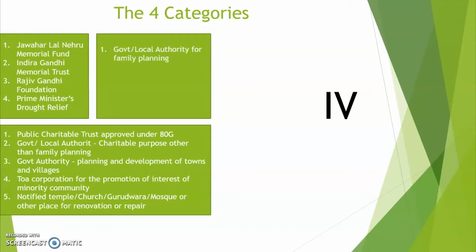One is government or local authority for family planning. I told you, right? Everything other than family planning to government or local authority will fall over here, and you'll only get 50% of the qualifying amount. But for family planning, you'll get 100% deduction.